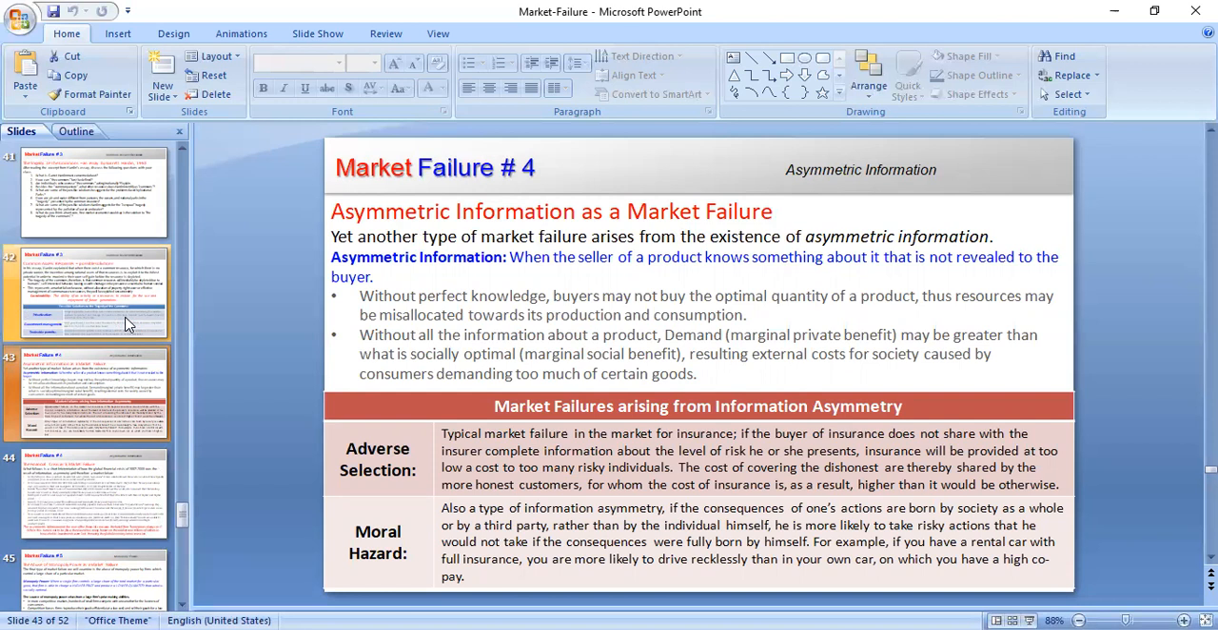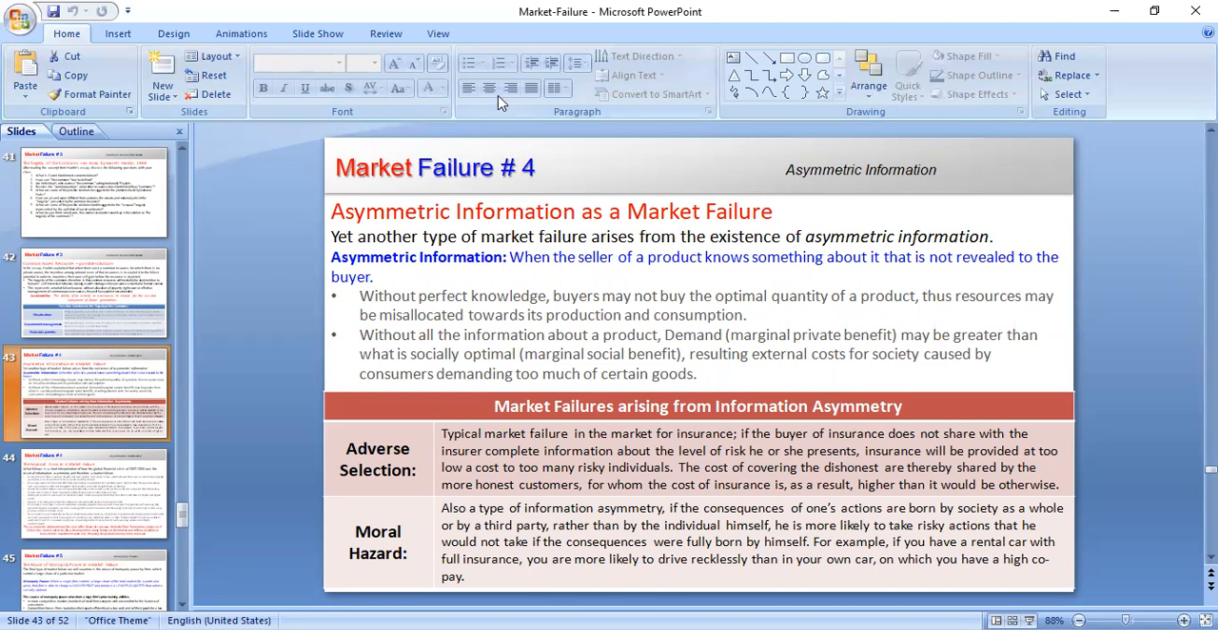Let us look at the fourth cause of market failure. The fourth cause of market failure is what we call asymmetric information, or it can even be called imperfect information.